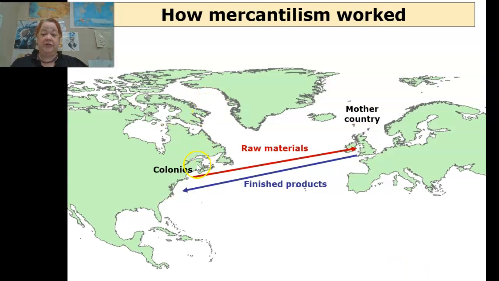So once again, you'll see in the map, here's our colonies. Raw materials all go to the mother country. Here's Great Britain. And then the finished products are shipped back at a higher price. And it's the colonists who are paying for the sailors and the ships to ship these goods out there and then ship them back, when they just originated, you'll notice, in the colonies.